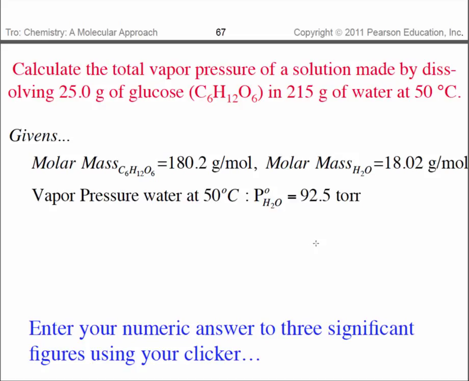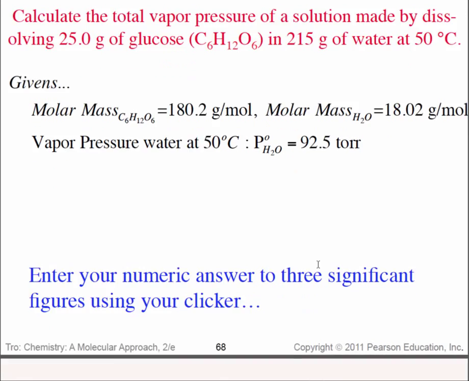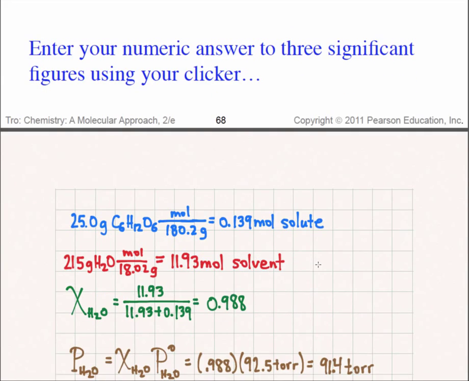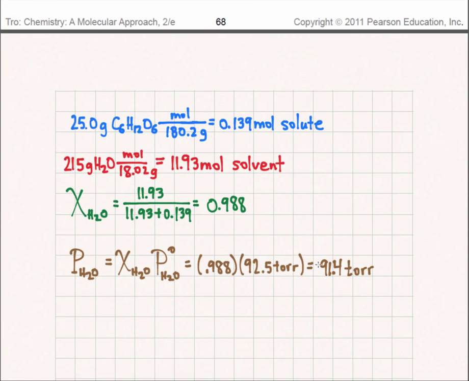Well, you can see at one point I use this as a clicker, so if you feel like it, pause the video and try it yourself. And if you don't feel like it, here we go. How about this? Change grams to moles for the simple sugar, change grams to moles of the water, add them together, and say the mole fraction of water is the moles of water compared to the total number of moles. And again, it's close to 1.